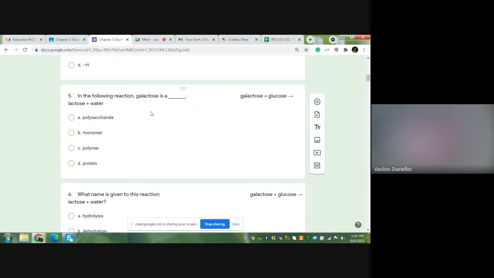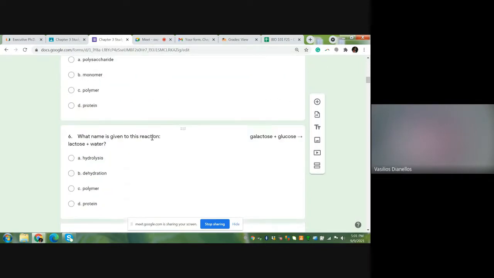Number 5, I'm not going to ask you this either because you did not need to memorize the fact that galactose was a monomer, or that the only monosaccharide I think you needed to know was glucose. So I'm just going to skip number 5. That won't be on the exam.